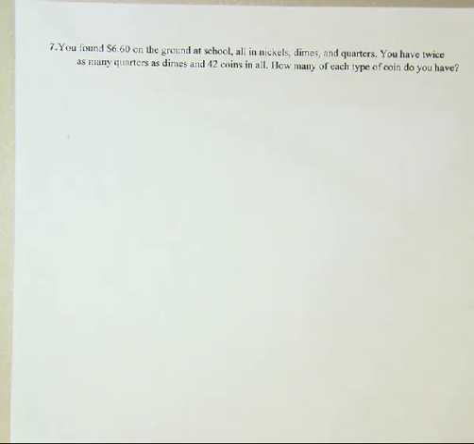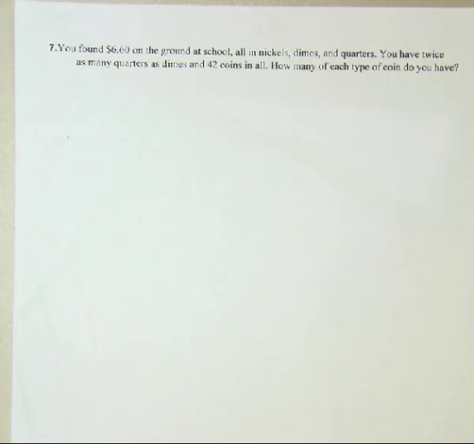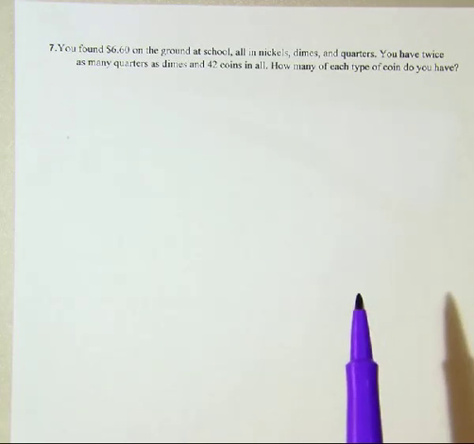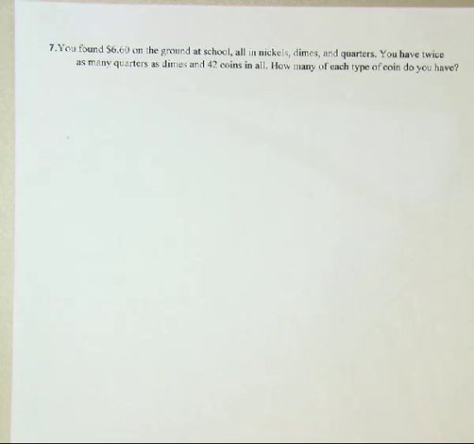Okay, so number 7 here wants us to write a system of equations based on the information given and then solve it. So if you found $6.60 on the ground at school, it was all nickels, dimes, and quarters, so no pennies, and all change. You have twice as many quarters as dimes and 42 coins in all. How many of each type of coin do you have?